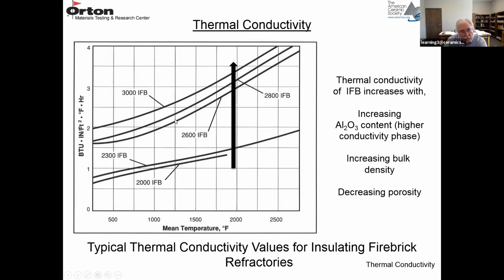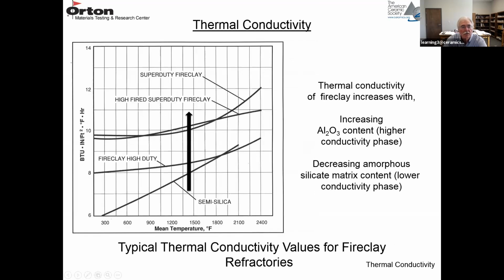As you go up in temperature, you have to increase the alumina content. These are alumina silicate materials. So increasing the alumina content, you're adding a higher conductivity phase, you're increasing the bulk density, and you're decreasing the porosity. So the trend here, as you go to a higher temperature IFB, you're increasing the thermal conductivity. So that's a typical trend for insulating fire bricks.